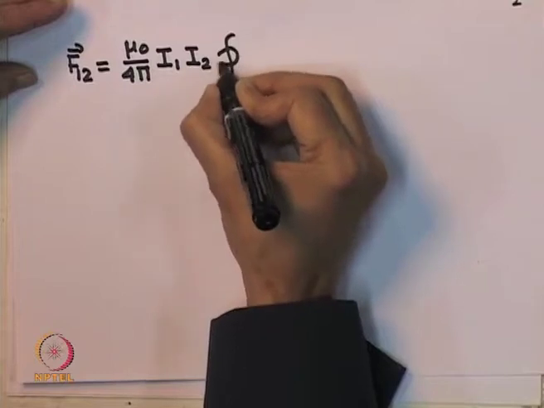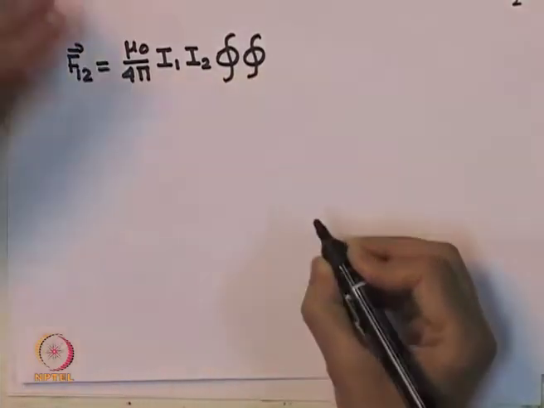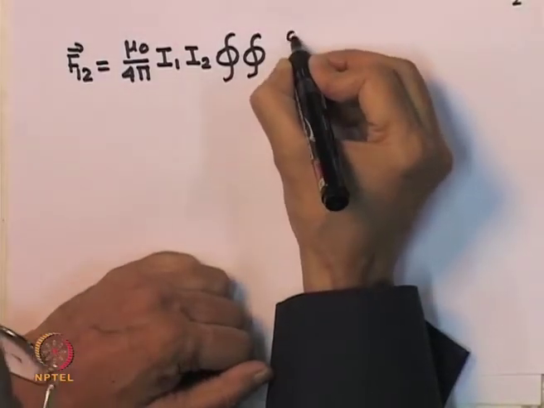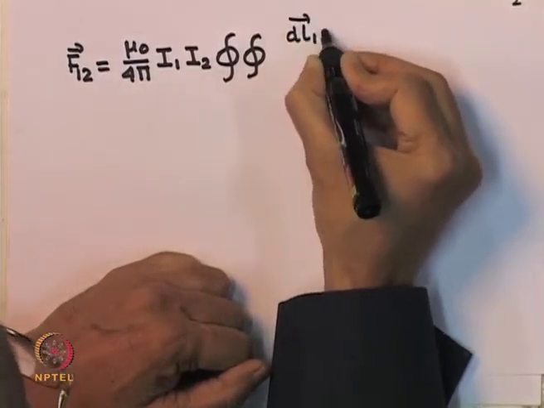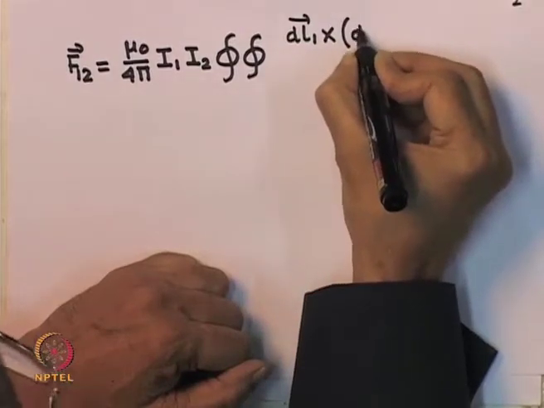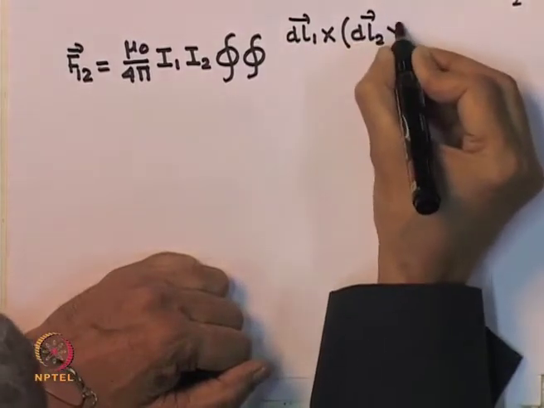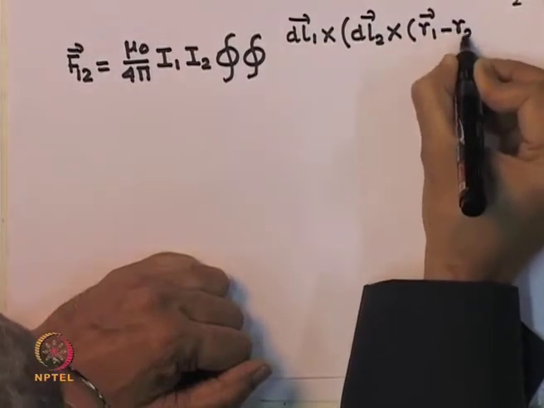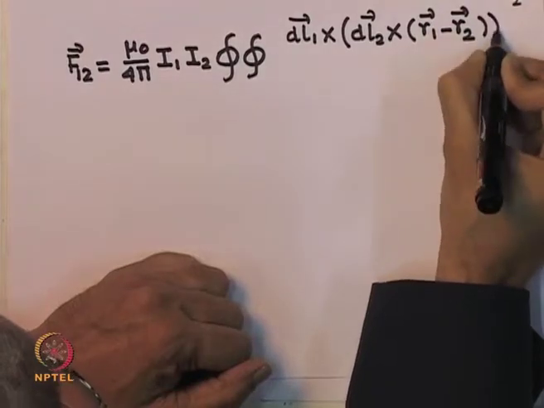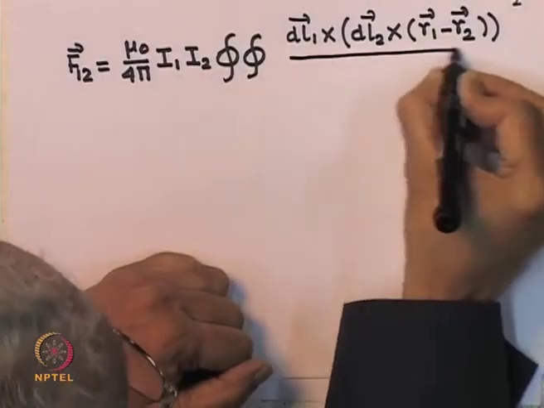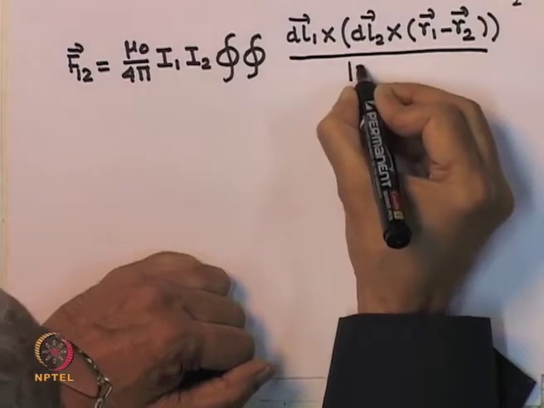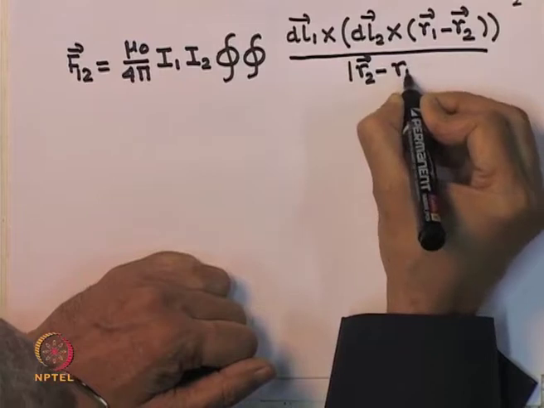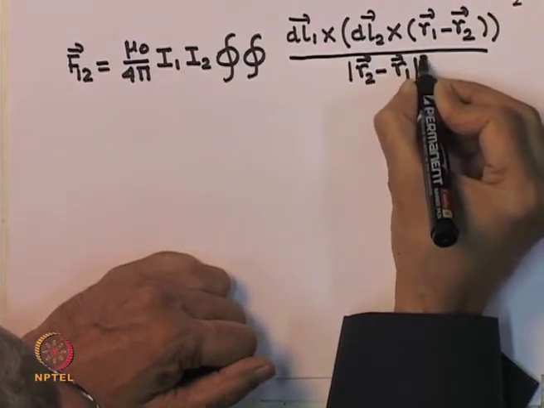I will have a double integral. Now, I had dL2 cross dL1 cross (R2 minus R1). So, I will write this as dL1 cross dL2 cross (R1 minus R2) instead of (R2 minus R1), divided by, since this is just a modulus, I do not really care how you write it. I could write it as |R1 minus R2| cubed, or I could write |R2 minus R1| cubed. Does not matter here.